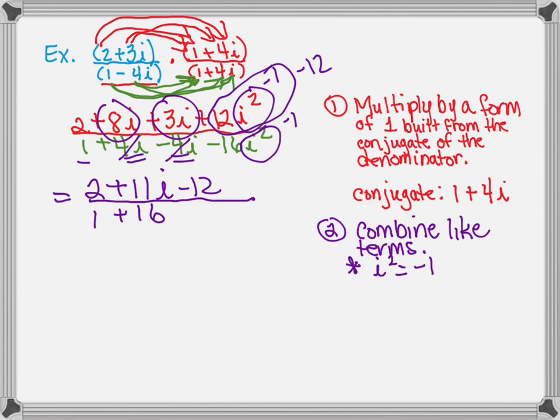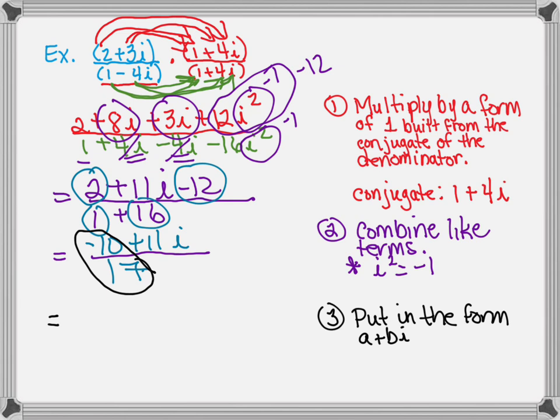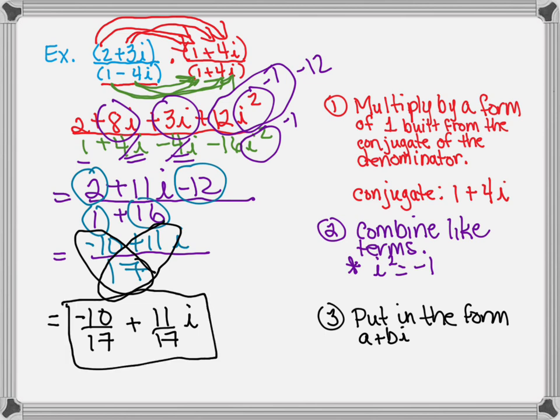So let's simplify again. So I have 2 plus negative 12. I have negative 10 plus 11i. And on my denominator, I have 1 plus 16 is 17. And then we will put this in the form a plus bi. So here, if I look at separating it, I have negative 10 over 17 plus 11 over 17i. And here my fractions do not simplify, so this is my end result.